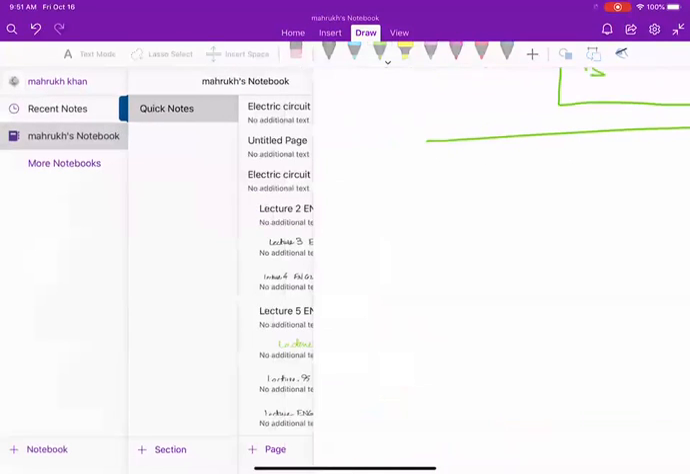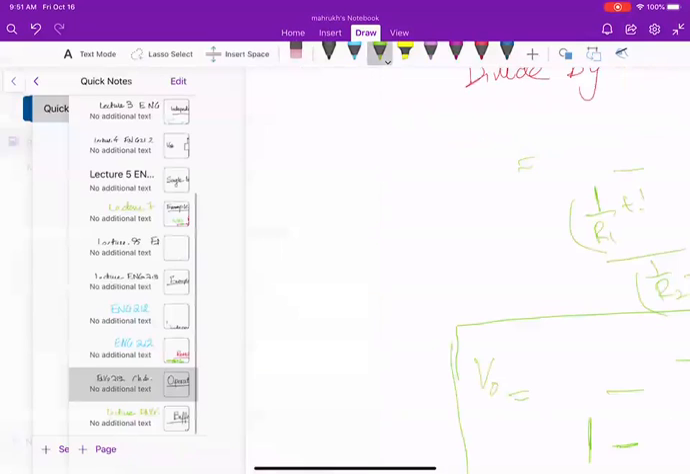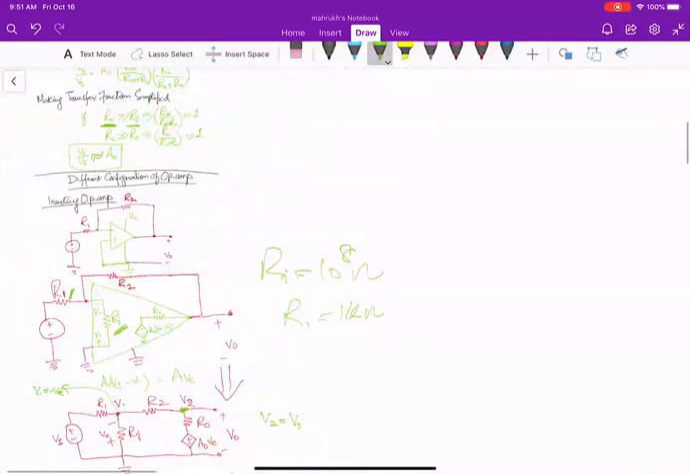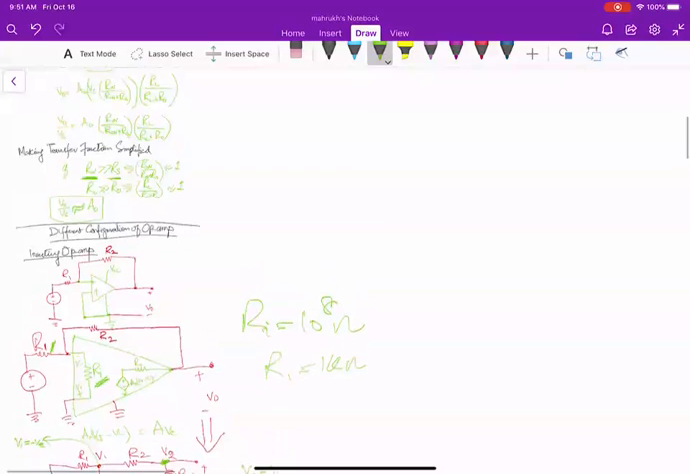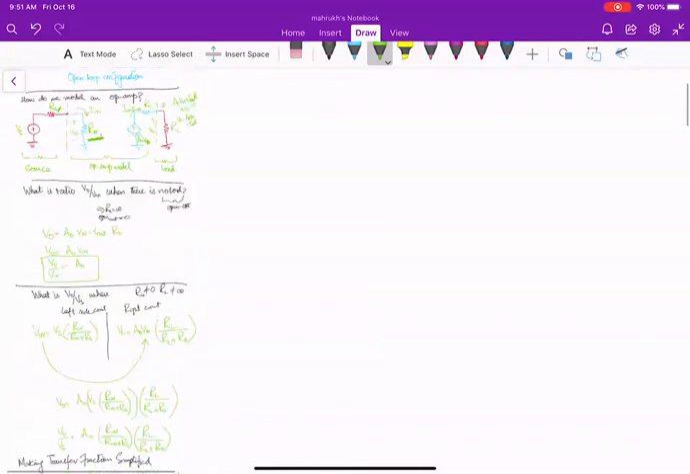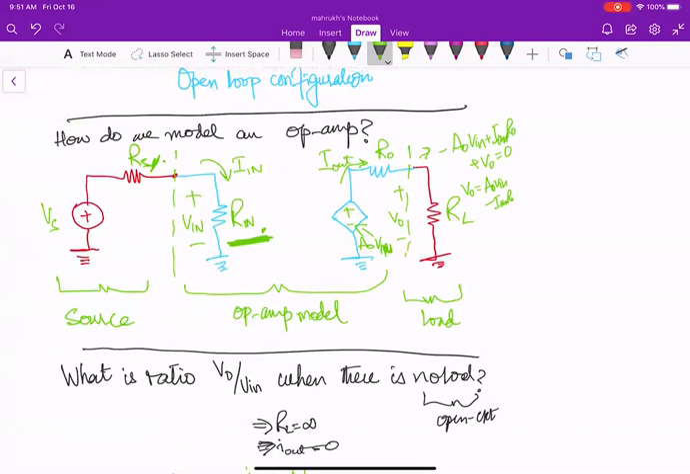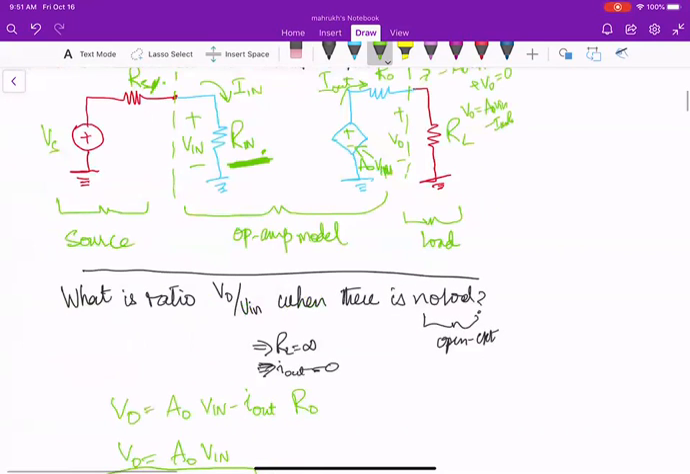If we just see our previous lecture about op-amp, I just want to recall what we have done before. If you see in this op-amp model, this was the model we have defined. And in this model, we have said that if RL is equal to infinity, that there is no output current, then your V naught over V in will be equal to A naught.